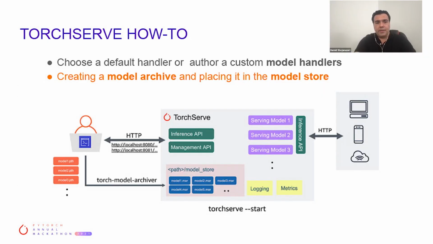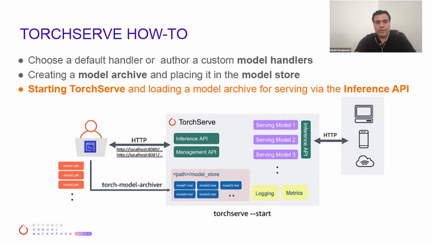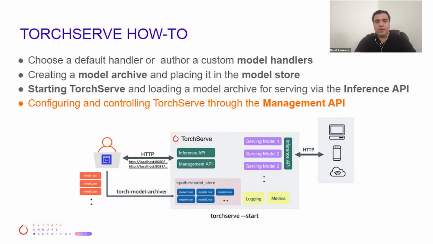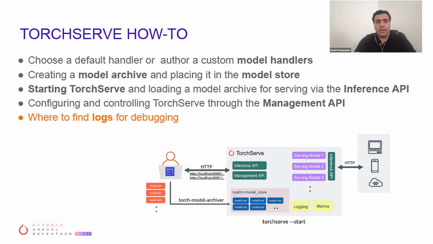After you choose your handler, the second step is to bundle your model and all the supporting files that it requires into a model archive, that is a MAR file in TorchServe, and place it in the model store where TorchServe can see it. The next step is to start TorchServe and configure it for serving your model using the TorchServe Inference API. The Management API will give you the control to register, unregister, and scale up or down the number of workers for your model. And finally, you can find the logs so you can see what's happening under the hood.